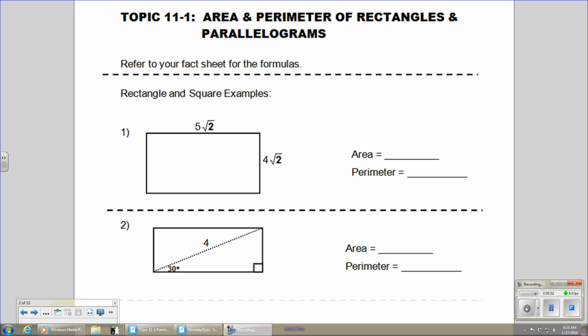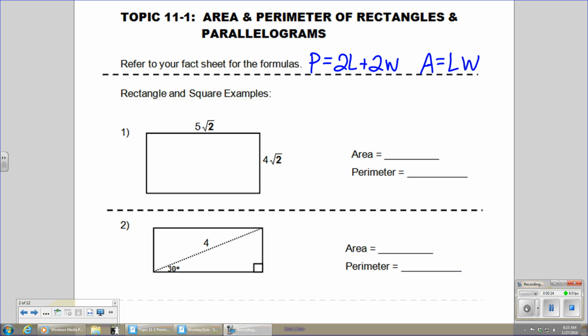All right, this is topic 11-1, area and perimeter of rectangles and parallelograms. You need to refer to your fact sheet for the formulas. But for a rectangle, you've known this for a long time: to find the perimeter of a rectangle, you do 2 times the length plus 2 times the width, because we know opposite sides are congruent. And for area, we do length times width.